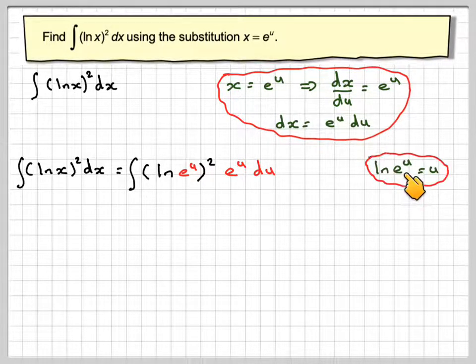But ln of e to the u is equal to u. These just cancel each other out. So this bit here will become u. So this will be the integral of u squared e to the u du.